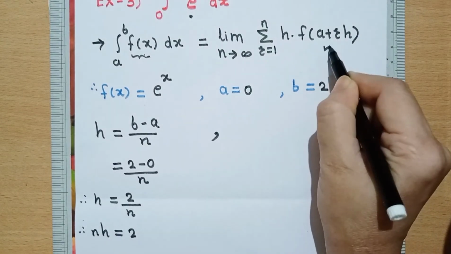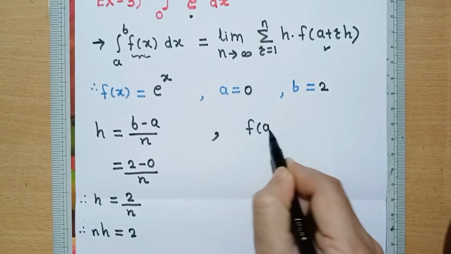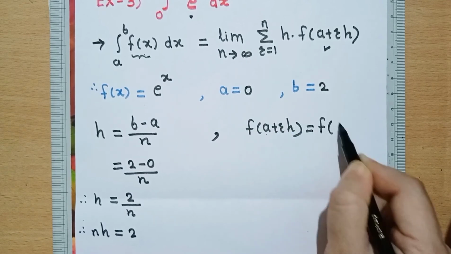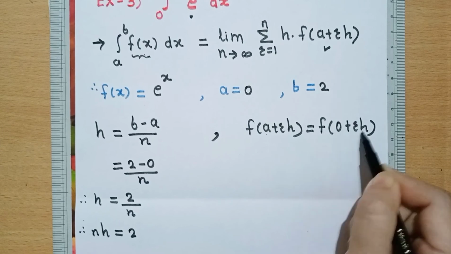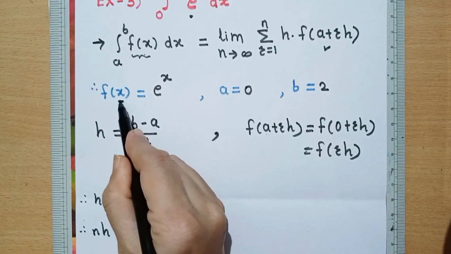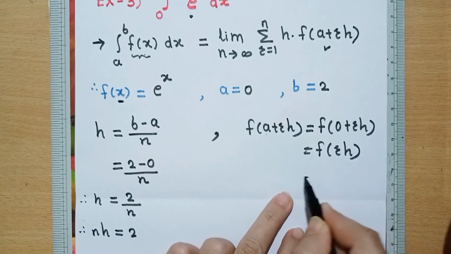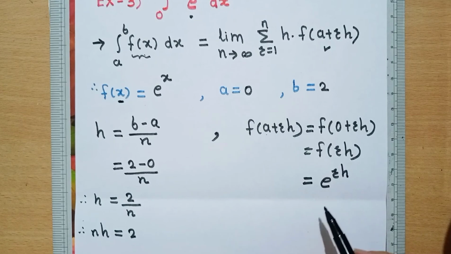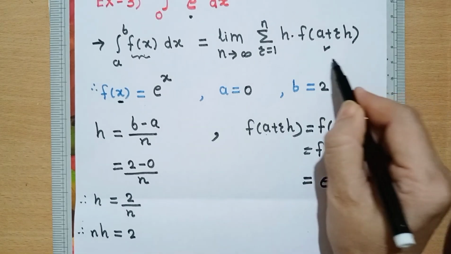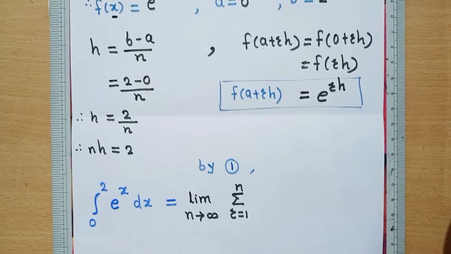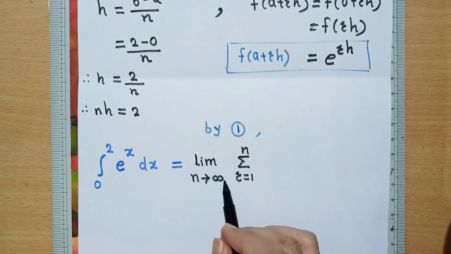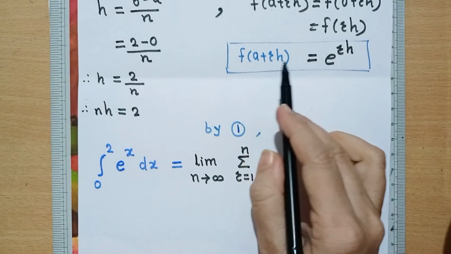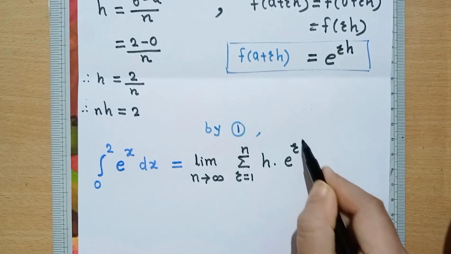After that we are finding this second value, which is f of a plus rh, and check here, the value of a is 0, so again f of 0 plus rh, which is simply, and what is the function, f of x equal to e raised to x. So here also we will write first e, and then this is raised to rh. So we will substitute these two things in this equation 1. Look here now, limit n tends to infinity, summation r running from 1 to n, then h, and f of a plus rh means e raised to rh.